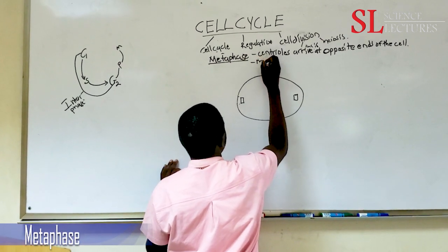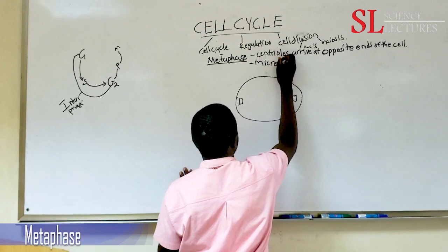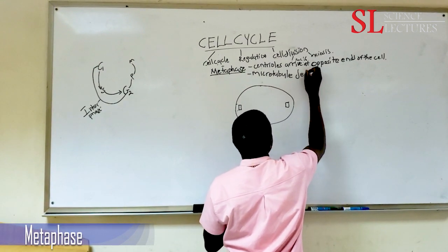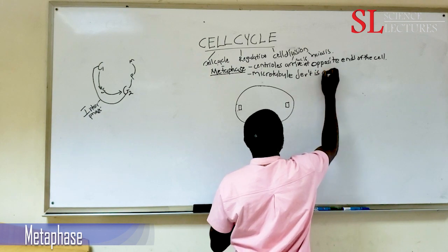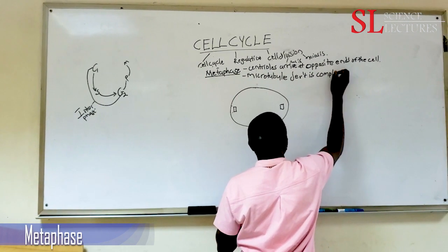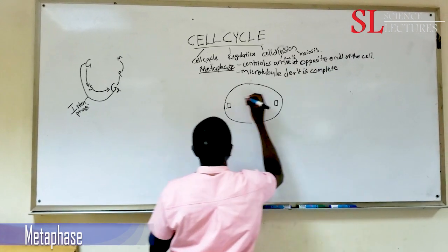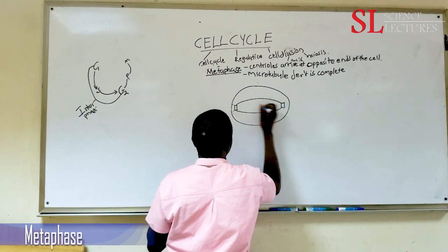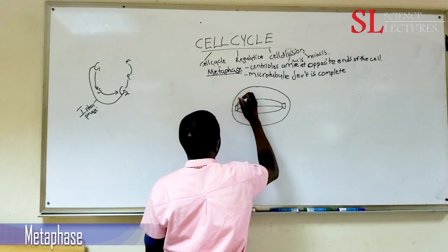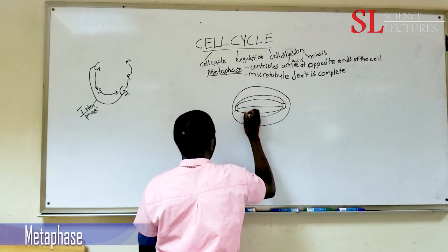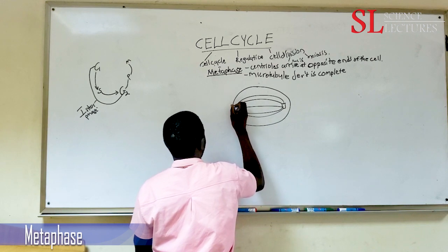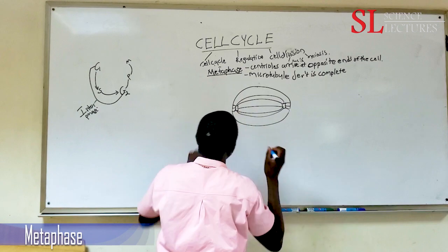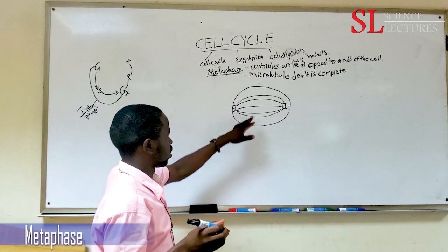Then microtubule development is complete. We say they are what you call the polar microtubules. These are my polar microtubules. These are what you call the astro microtubules, the ones that attach the centrioles to the cell membrane.